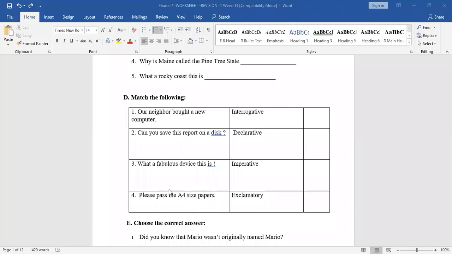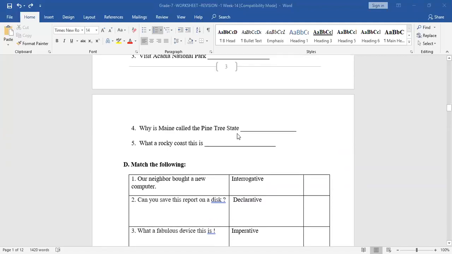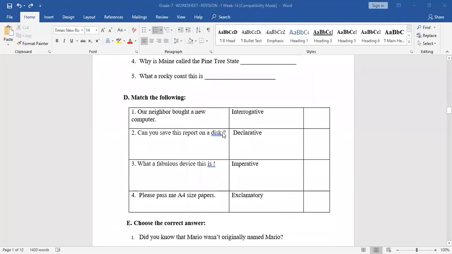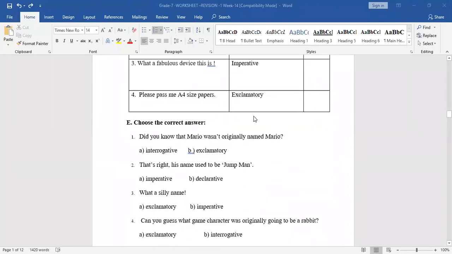Imperative. Please be careful about the word please. If it's a kind of request, advice, or order, it will be imperative. But if it's just simple information, it would be declarative. But if it's showing a kind of happiness or excitement, or wonder, that would be exclamatory. And a simple question means interrogative. So these are the four kinds of sentences actually.